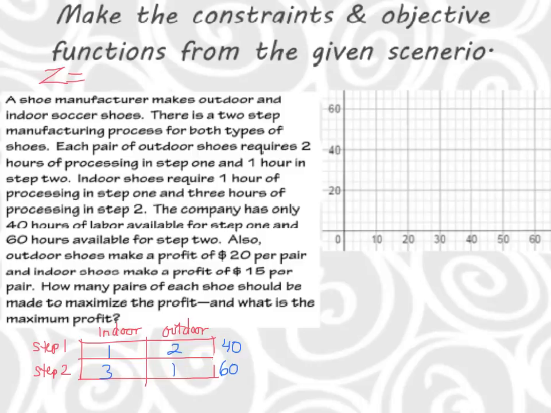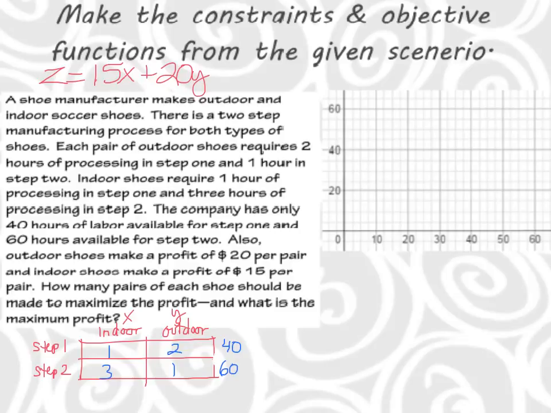All right, the last piece is to create our objective function, and that's where the money part comes in. It says outdoor shoes make a profit of $20, indoor shoes make a profit of $15, and so how many of each do you need? All right, so I'm going to make my indoor shoes be my x and my outdoor shoes be my y. So outdoor shoes make a profit of 20, so that'd be 20y plus 15x. All right, I'll switch that around. So $15 for each indoor plus $20 for each outdoor pair. We'll come back to that objective function at the end.